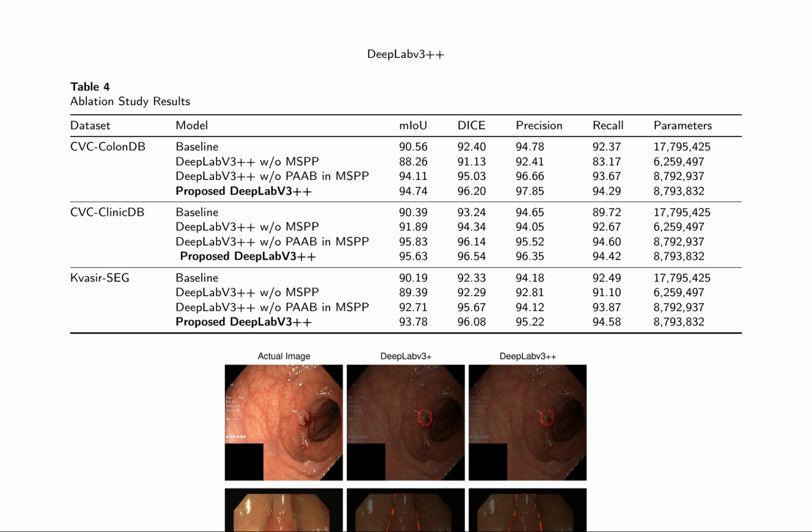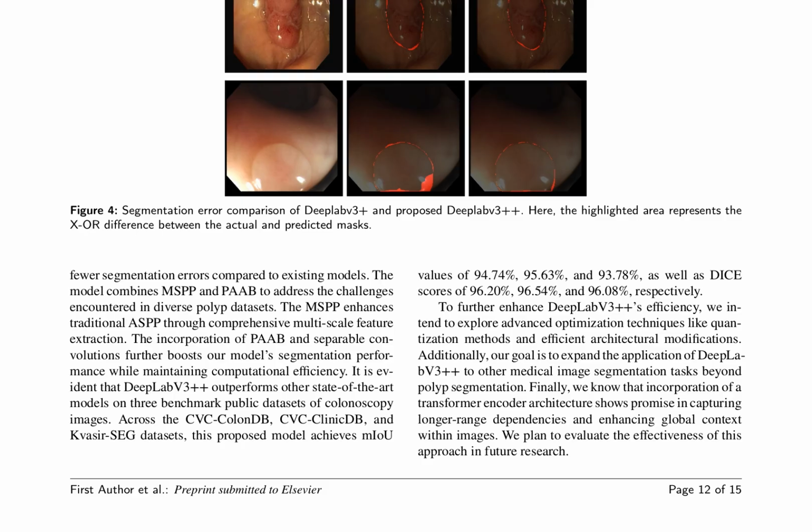In Table 4, an ablation study reveals that the proposed DeepLabV3++ model outperforms other state-of-the-art models across three benchmark public datasets of colonoscopy images: CVC-ColonDB, CVC-ClinicDB, and Kvasir-SEG. The model achieves mean intersection over union, MIOU, values of 94.74%, 95.63%, and 93.78%, as well as DICE scores of 96.20%, 96.54%, and 96.08%, respectively, for these datasets.